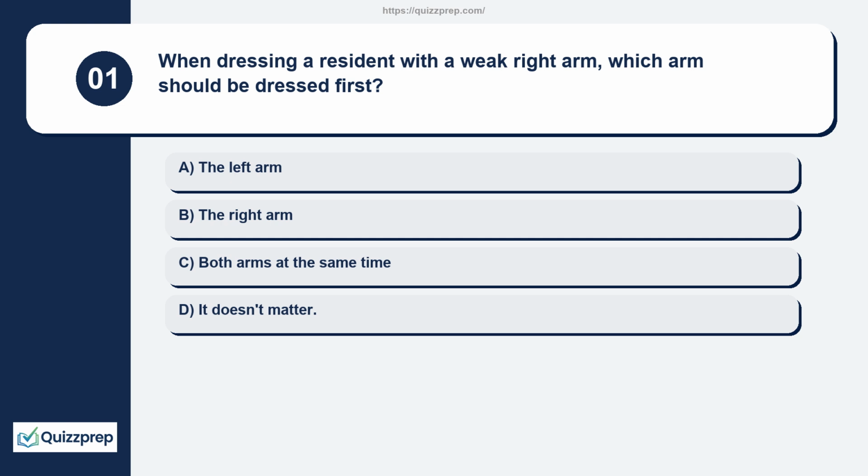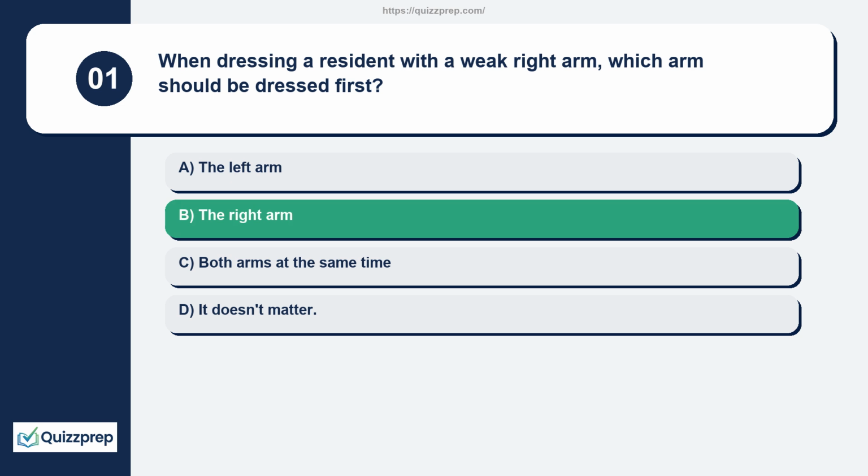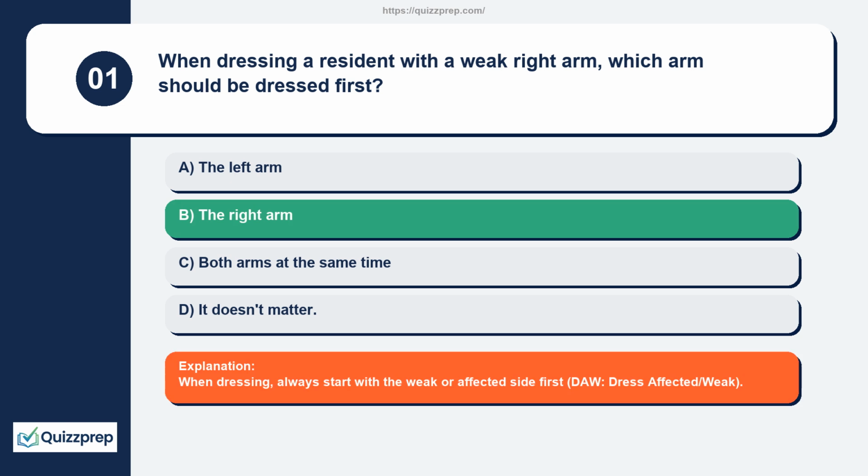Question 1. When dressing a resident with a weak right arm, which arm should be dressed first? The left arm, the right arm, both arms at the same time? It doesn't matter. When dressing, always start with the weak or affected side first. Dress affected/weak.